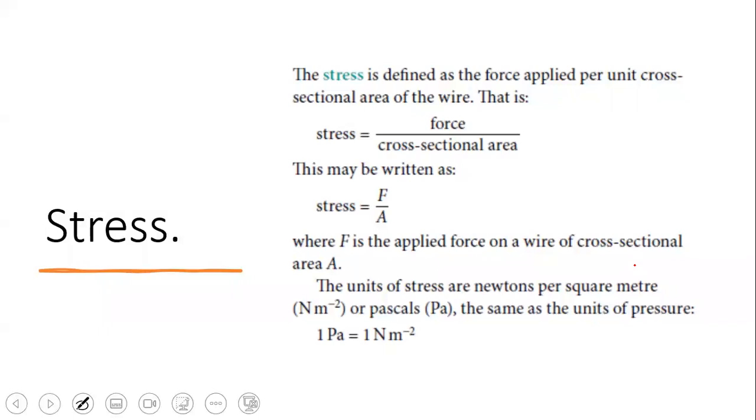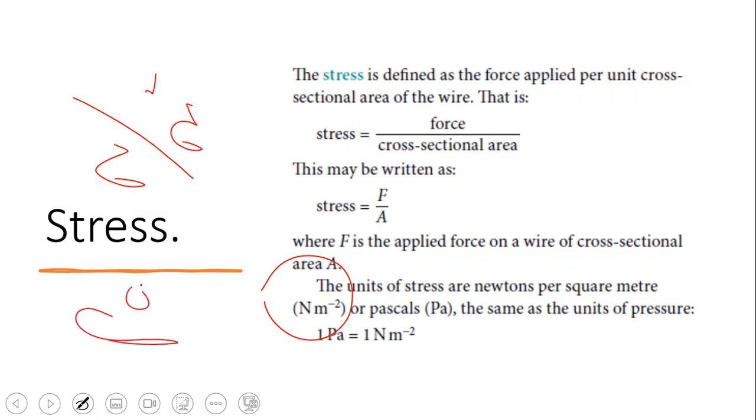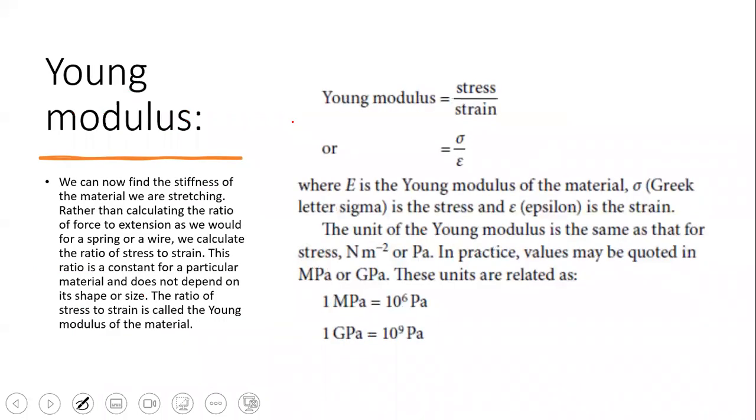So when you're writing down the unit for stress, you can either write down Newton per meter squared, or you can write down Pascal. It is up to you because the formula for stress and pressure is similar. Stress is force per unit area. The formula is stress equals force divided by your cross-sectional area. And the unit is going to be either Newton per meter squared, or you can say Pascal, whatever you want. So that is stress. Now, what is Young modulus?